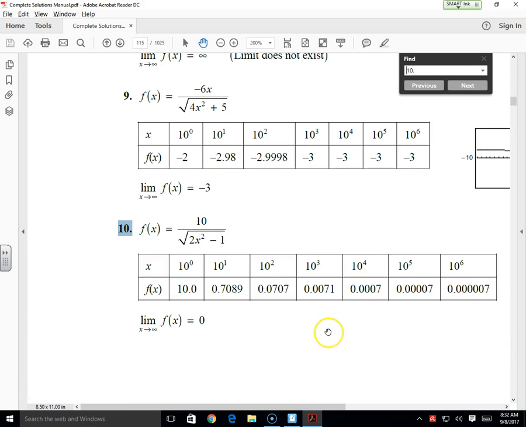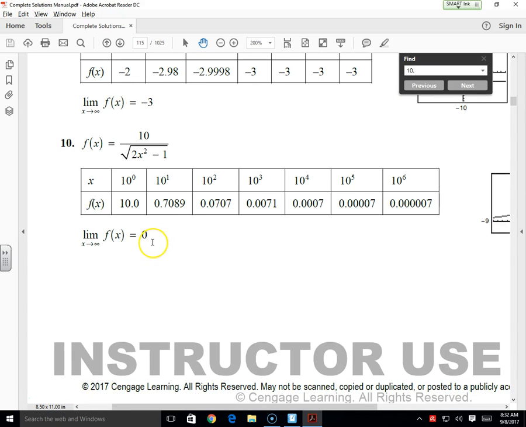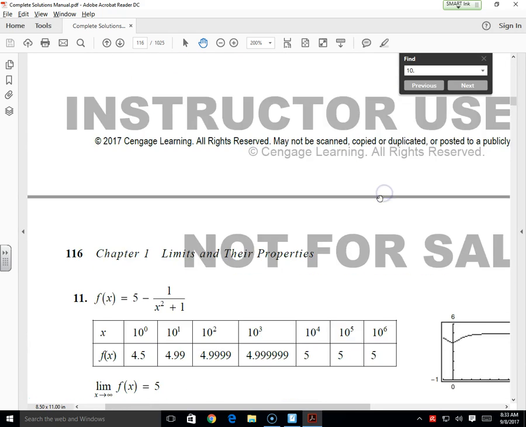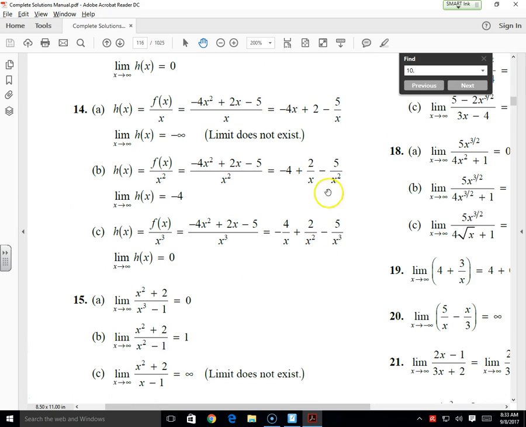Number 10. Final answer is 0. 14. Because it's getting smaller and smaller and smaller. 14. Final answer: negative infinity. Best answer: negative 4 and 0.